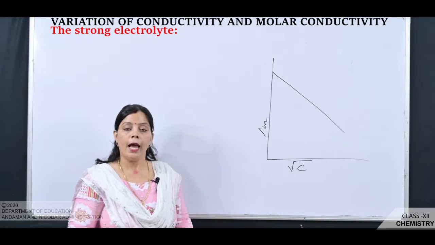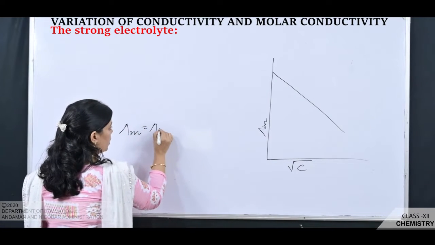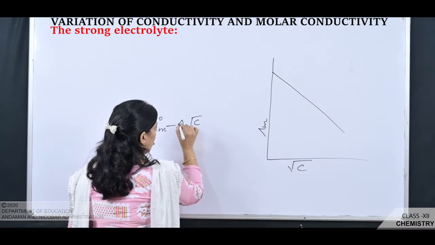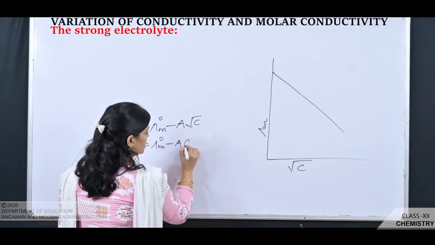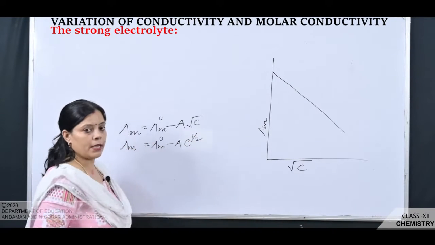For a strong electrolyte, the mathematical relation between the molar conductivity and the limiting molar conductivity was developed by the Debye-Huckel-Onsager equation, and this equation is written as: kappa m is equal to kappa m naught minus A under root C, or we can write kappa m naught minus A C raised to power 1 by 2. This is the Debye-Huckel-Onsager equation.